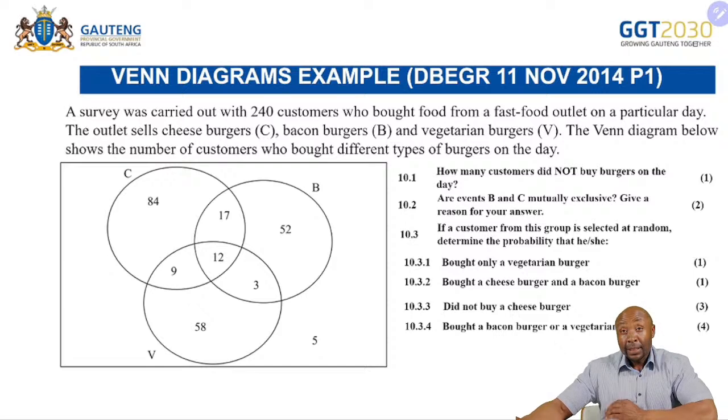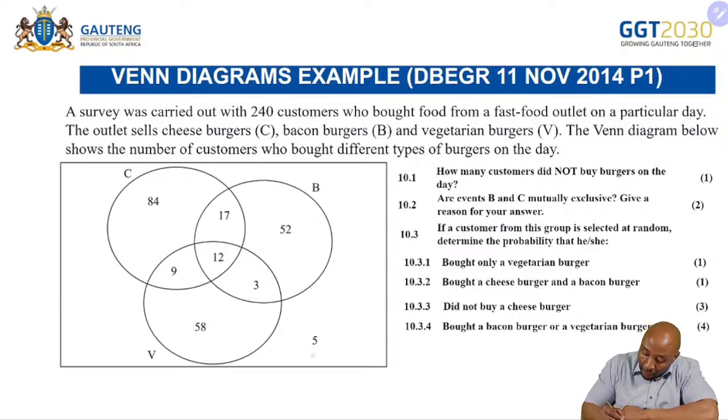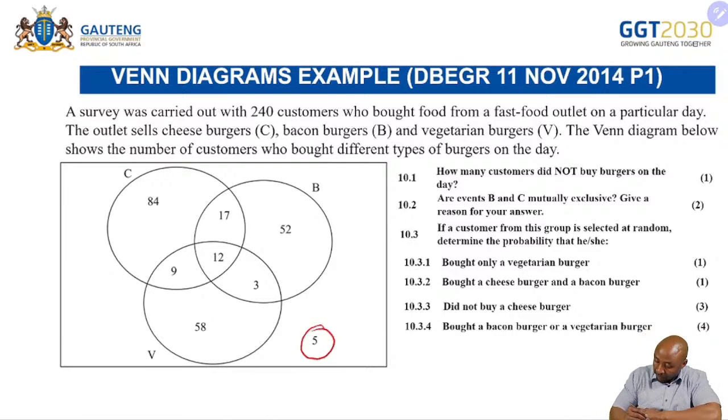how many customers did not buy our burgers on the day. You are able to see that there's only one value outside the Venn diagram. So it is easy for us to say 5 customers did not buy any of the burgers, because remember we said everything inside our sample space is drawn within the rectangle, and anything outside the events A that we are having here should be within the sample space. So they are 5 because they are not buying any of the given burgers.